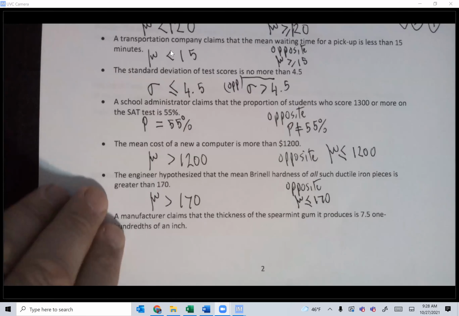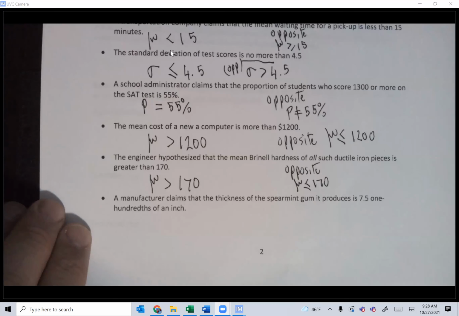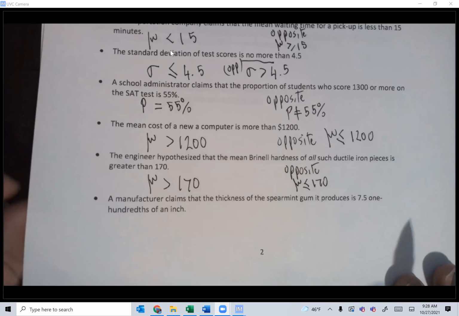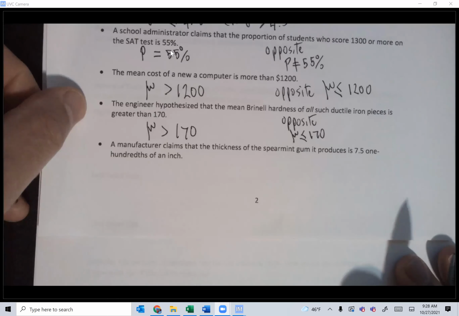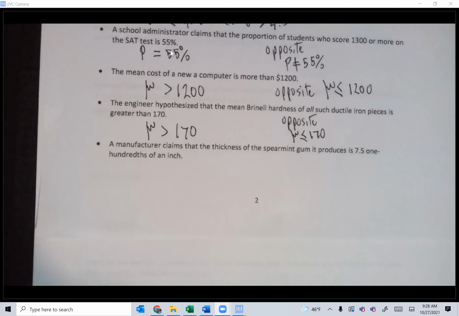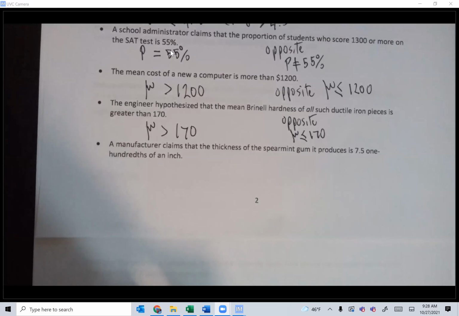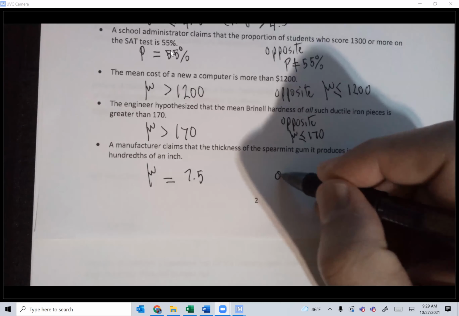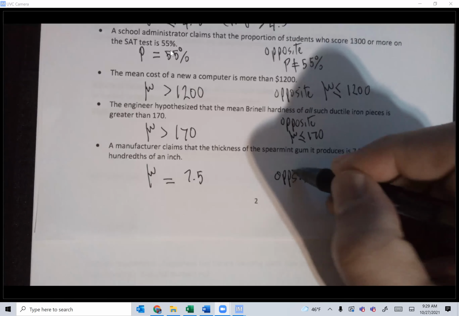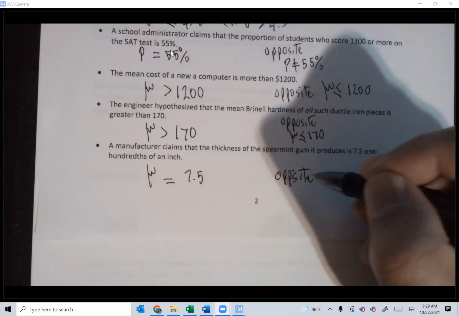A manufacturer claims that the thickness of the spearmint gum it produces is 7.5/100th of an inch. So it's a mean, again, it's a number. Unless he says percent or proportion, you use mean always. Most of the time, it's the mean. So mean is 7.5. And then the alternative, the opposite, guys, will be mean not equal to 7.5.